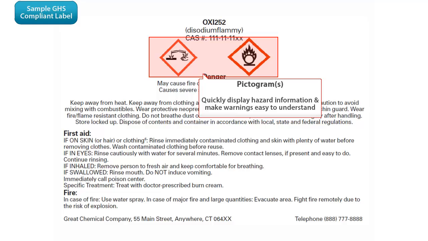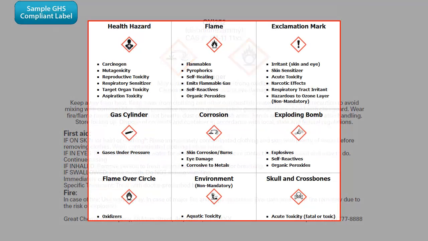The pictograms that are required on a particular label are determined by the hazard classification. OSHA has designated 8 pictograms under the new standard for application to our hazard category. This chart shows 9 pictograms. However, this environment pictogram is not mandatory.